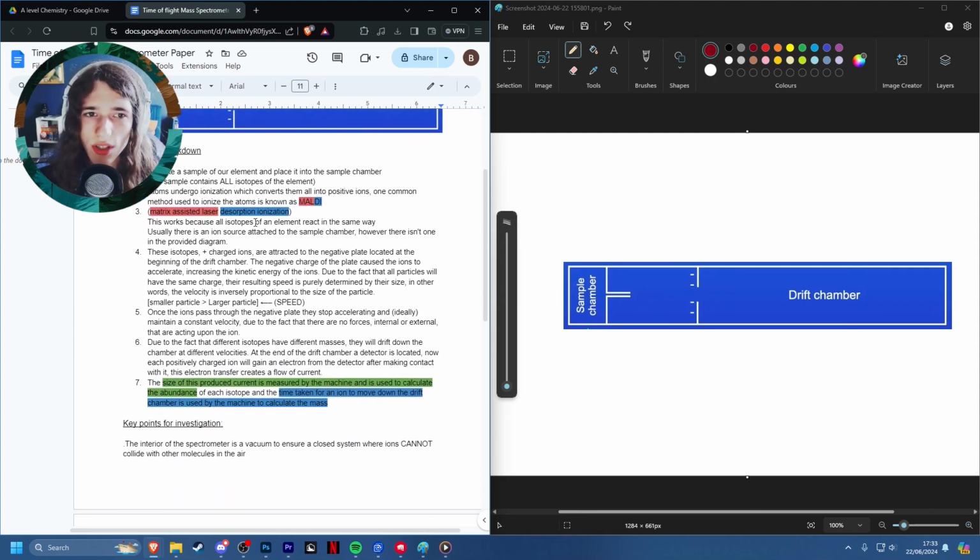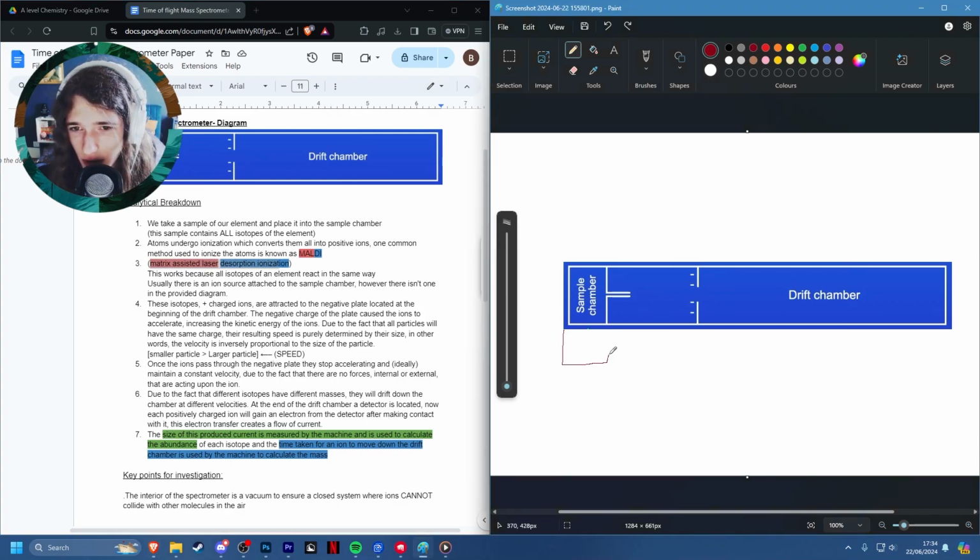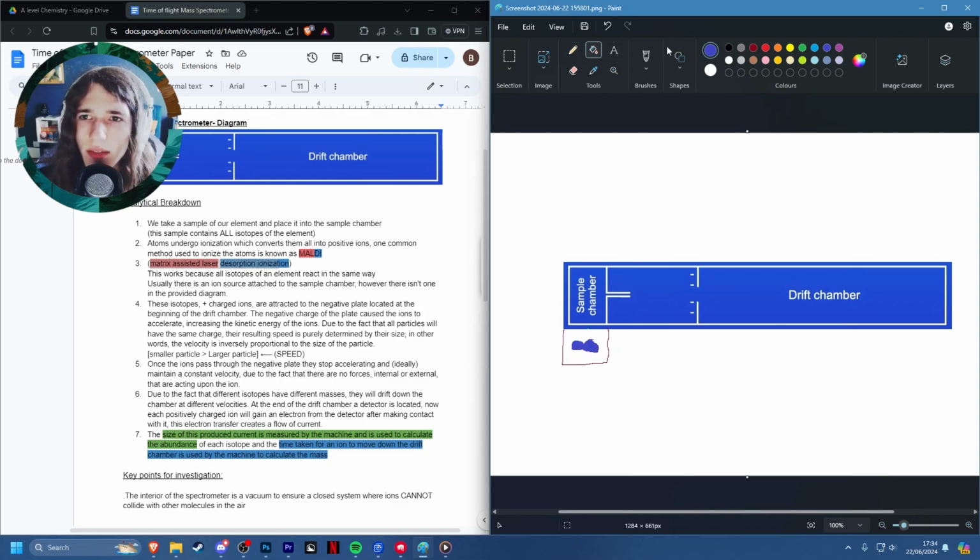So firstly, we will take a sample of our element and place it in the sample chamber. The next thing we need to do is ionize our isotopes and convert them all into positive ions. The most common method I find to ionize these atoms is called MALDI, or matrix-assisted laser desorption ionization. But essentially, we'd have a little tank off to the side here. It's unfortunately not in the diagram I have in the doc. We'd have our ionizing source right here, and that is going to ionize our sample, which is located in the sample chamber.